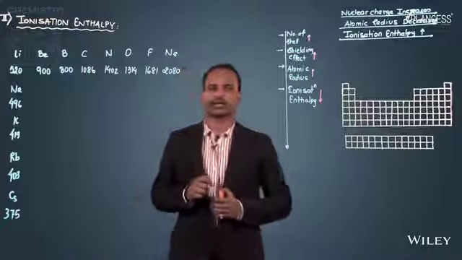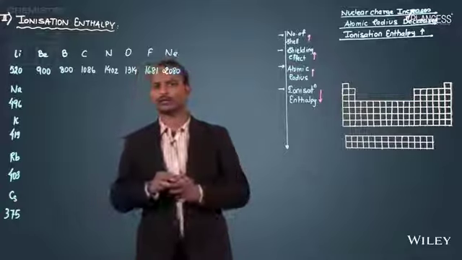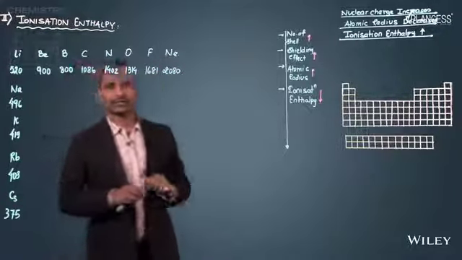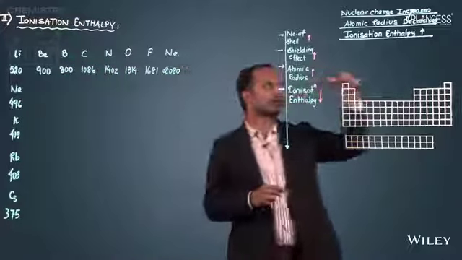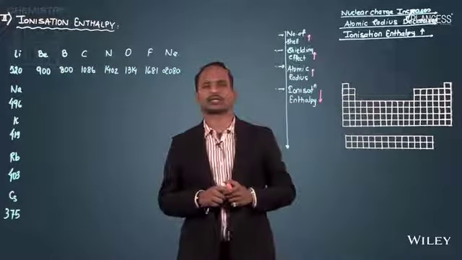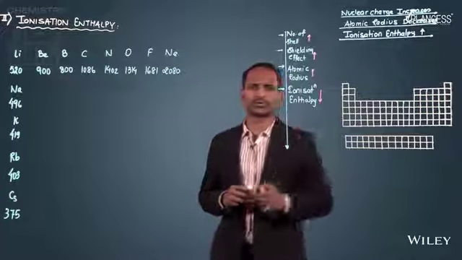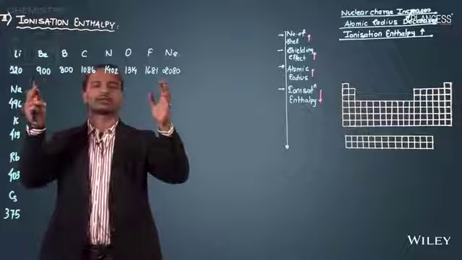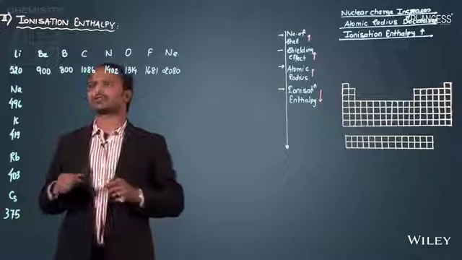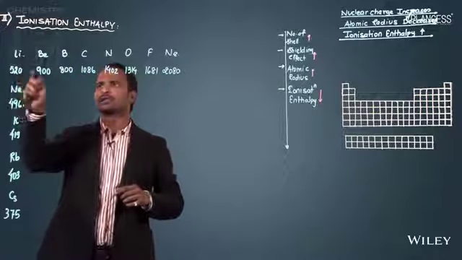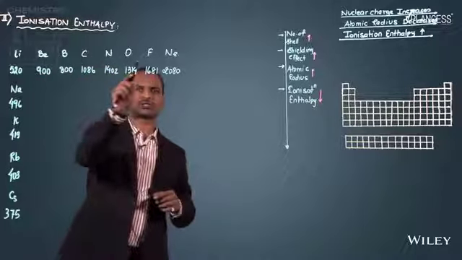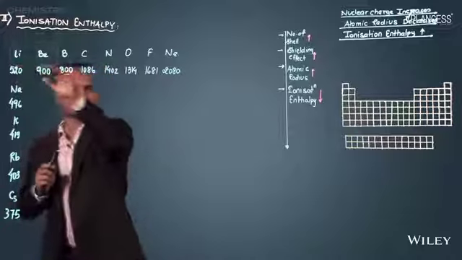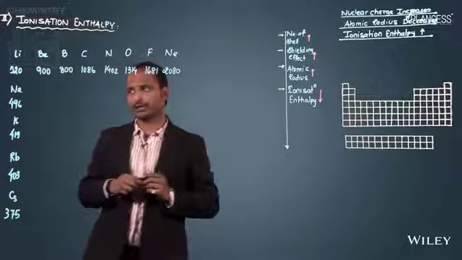Now let's see the ionization enthalpy values of the same elements. As I said, in the periodic table, from left to right the ionization enthalpy goes on increasing, while from top to bottom this value goes on decreasing. Now here I have written the ionization enthalpy of certain elements: lithium, beryllium, boron, carbon, nitrogen, oxygen, fluorine, neon. These are all elements present in the second period, which means I am moving from left to right.